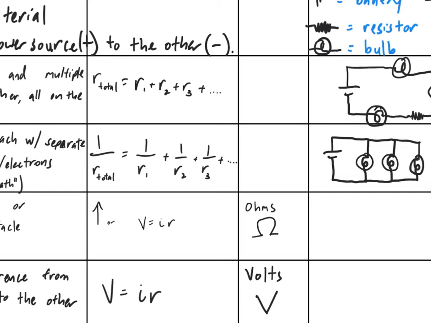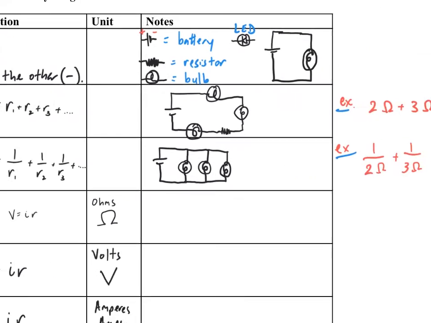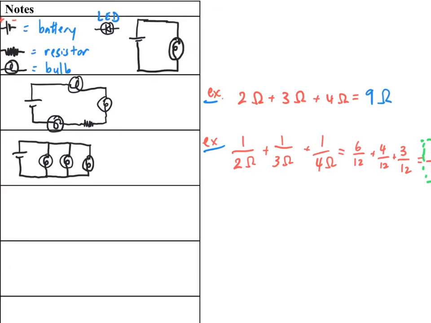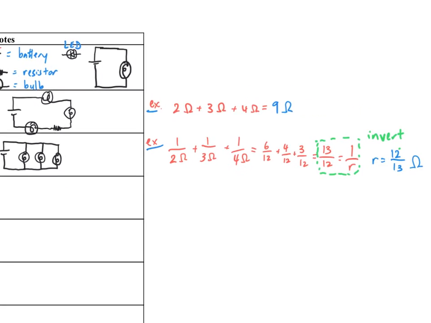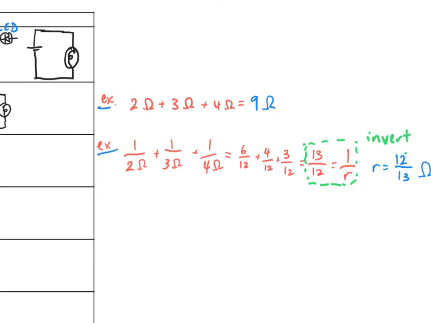Let's show some other examples on how we would go about calculating there. So here's an example for a series circuit, and then we'll do one for a parallel circuit. For a series circuit, if I have 3 resistors or 3 bulbs, the first one is 2 ohms, the next one is 3 ohms, and the next one is 4 ohms. They're all in series with each other. To find the total resistance, I just add them up. 2 plus 3 plus 4 is a total of 9 ohms.